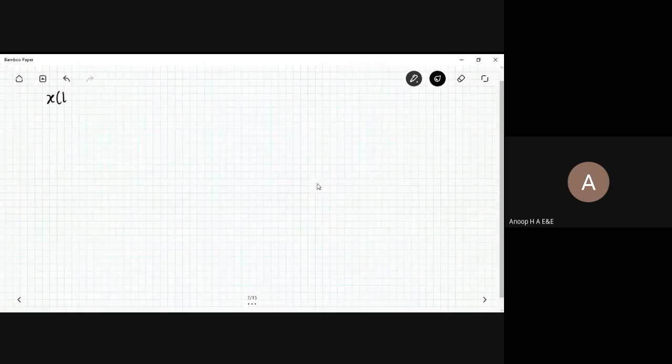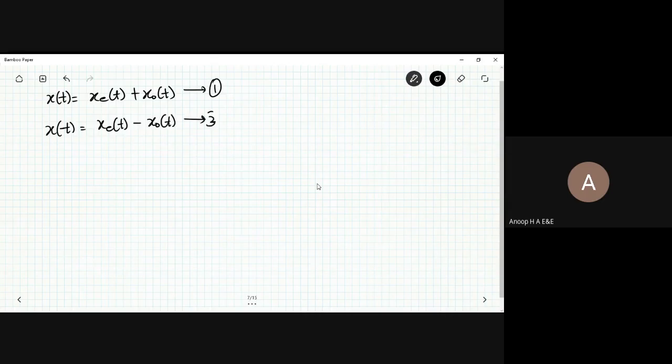Let me go to the next page now and write equations 1 and 3 again. x even of t plus x naught of t, and the third equation, this was for equation 1, x of minus t. Next, x even of t minus x naught of t. After the conditions are verified, I can write the even component and the odd component. This one is even and this one is odd.